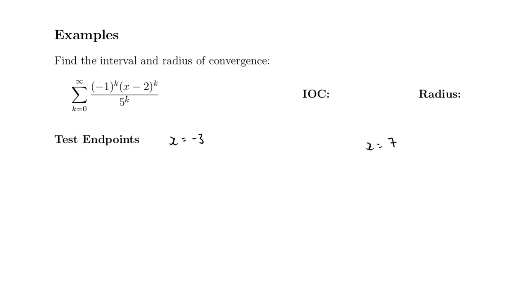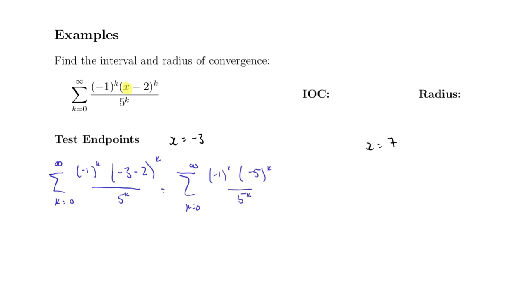What I mean by that is I'm going to take a look at this series. It's got an input x, and I'm going to say let's specifically look at the series when x is equal to -3. I've got -3 minus 2, all over 5 to the k. This series now is k equals 0 up to infinity. I've got -1 to the k times -5 to the k over 5 to the k.